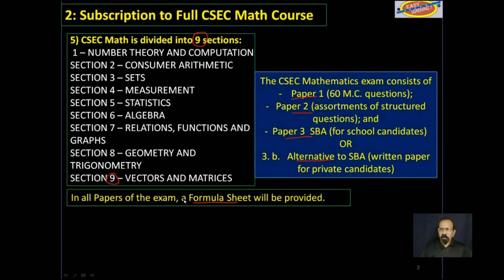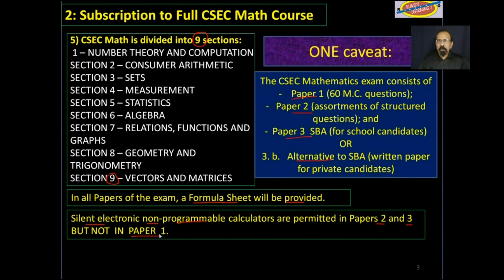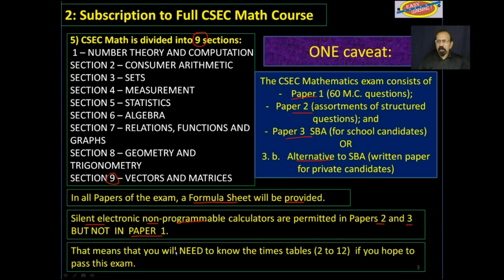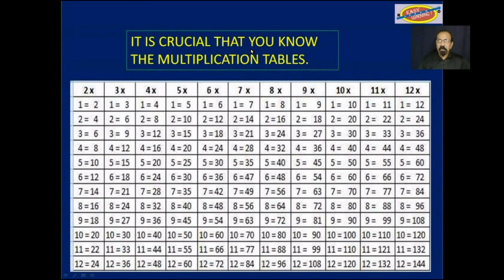Recall that a formula sheet will be provided for all papers. And of course, a silent electronic non-programmable calculator will be permitted in papers 2 and 3 only, not in paper 1, which means that you will need to know the times tables if you hope to pass this exam. I am repeating that this is extremely crucial. You need to know the times tables.